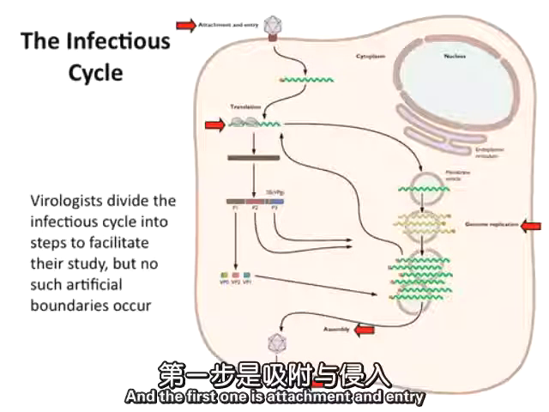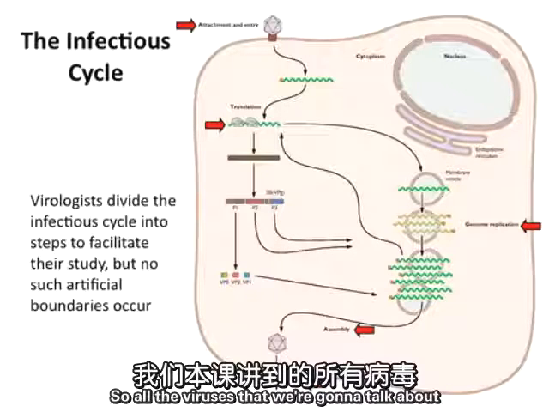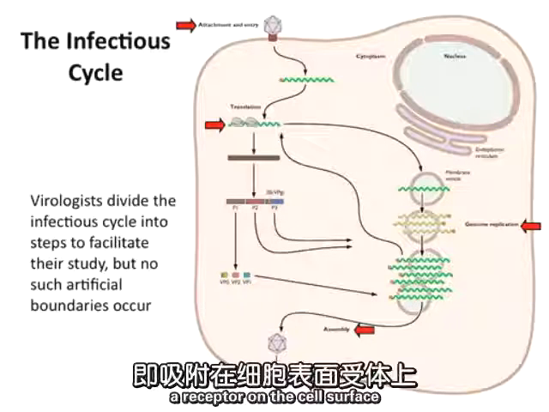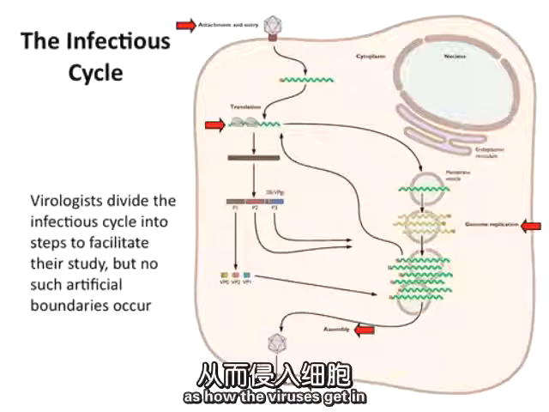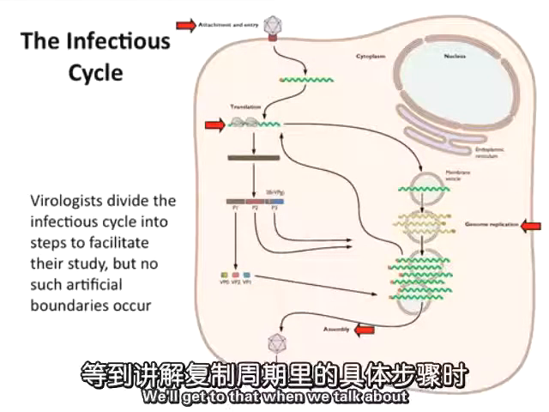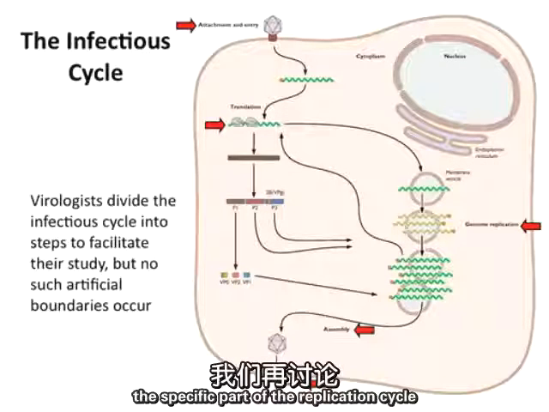And the first one is attachment and entry. All the viruses that we're going to talk about have an obligate step of attaching to a receptor on the cell surface. That's how the viruses get in. There are some examples of viruses that don't have to do that, and we'll get to that when we talk about this specific part of the replication cycle.